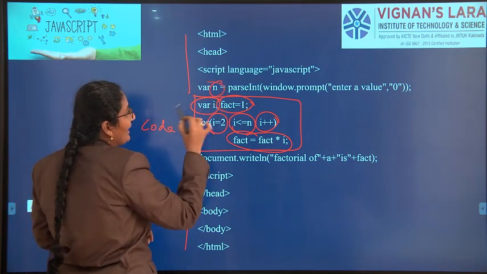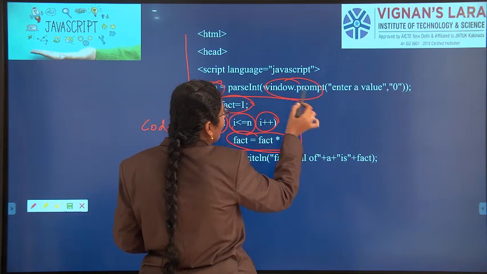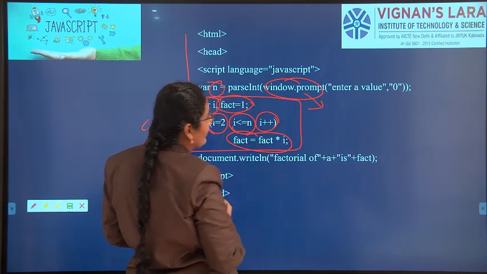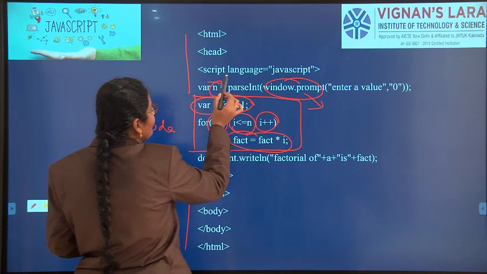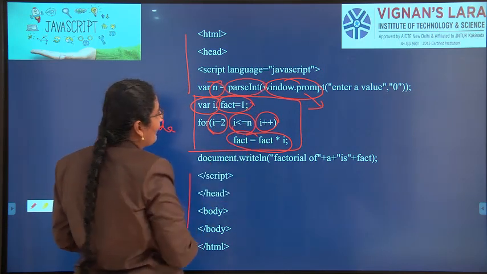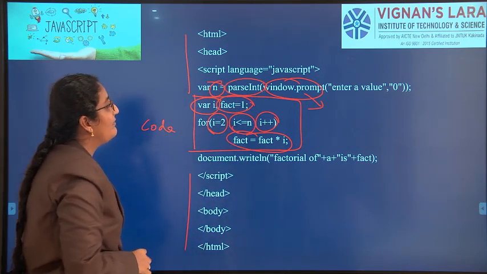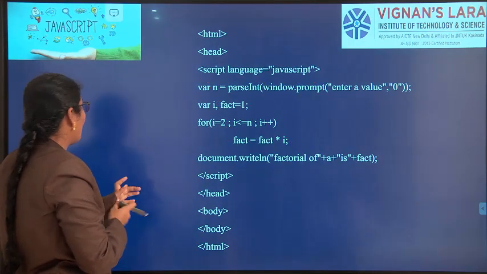N is the input value, that's why you are using window.prompt. While you are using prompt, you can give input only from the keyboard. N is not a string, that's why you convert it using parseInt. What will this program give? This program will give the factorial of n.